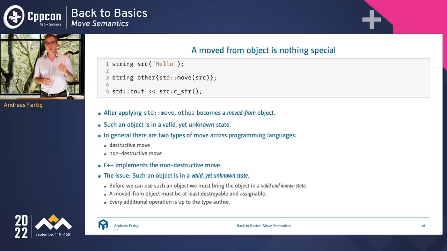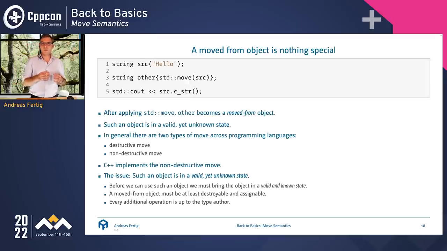C++, however, implements the non-destructive move. That means that we can still reach that object. This follows the usual C++ lifetime rules. The object gets destroyed once we hit the closing scope or say delete. So in that regard, the move semantics and the non-destructive move fit in the language. But it opens the window for the question, what to do with this object in line number 5, the moved-from object. The issue is that this object is in a valid yet unknown state.